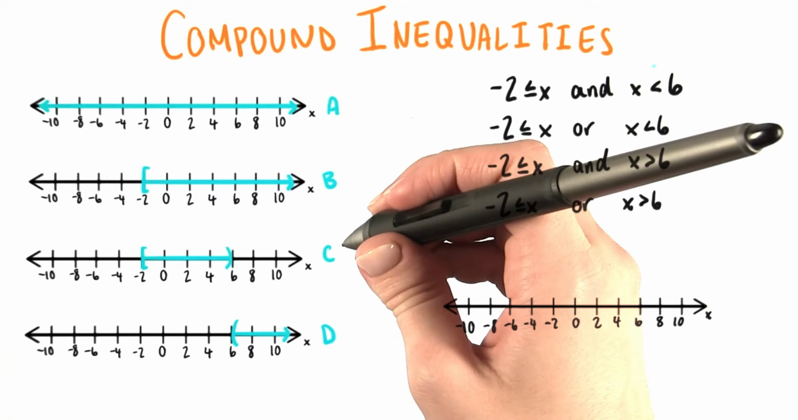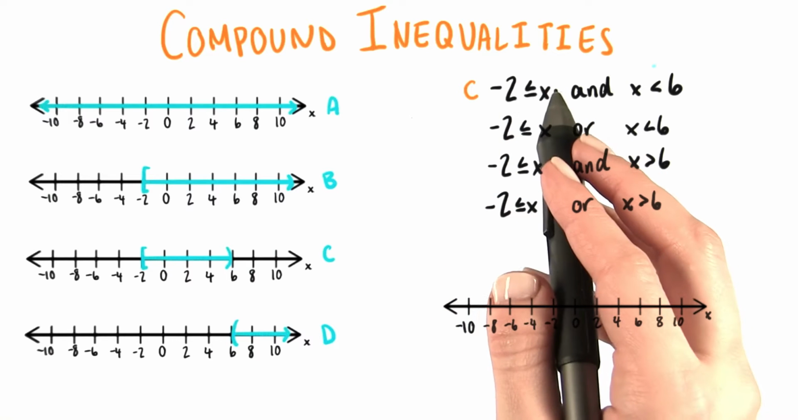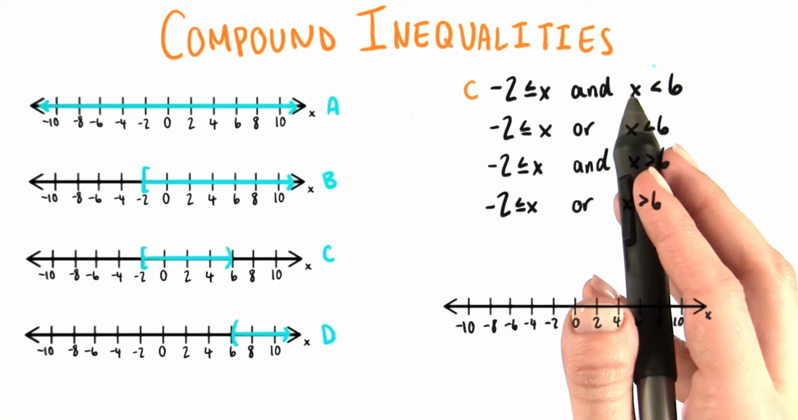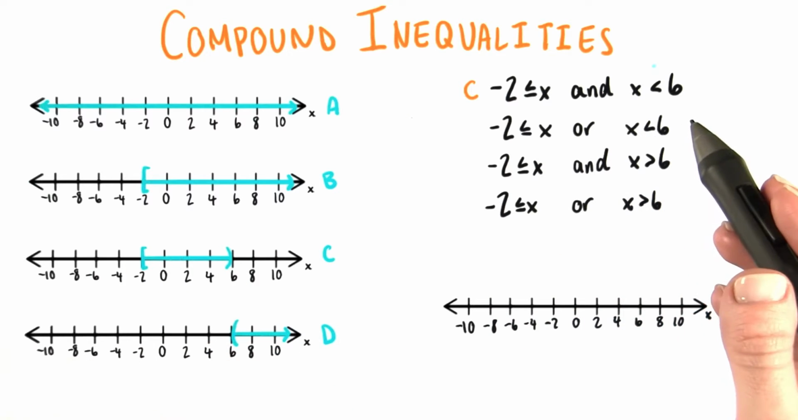This first inequality here, negative 2 is less than or equal to x, and x is less than 6, is choice C. This is the one that we already talked about. We know that the area shared by the two inequalities here is the one that needs to be shaded in, which is just this area. Now let's try an or.